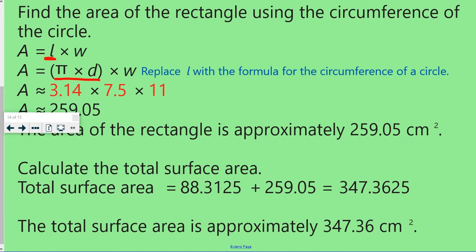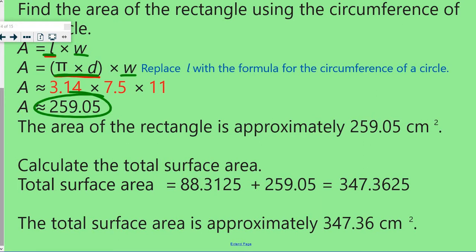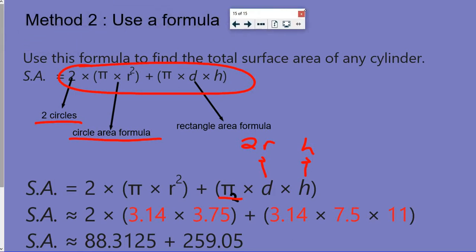So we can use area equals length times width. The length equals the circumference of a circle, and circumference is pi times diameter. So the length is pi times diameter and the width equals the height. So when we take this, 3.14 times 7.5 times 11 equals 259.5. When we add that all up, the total surface area is 347.36 centimeters squared.